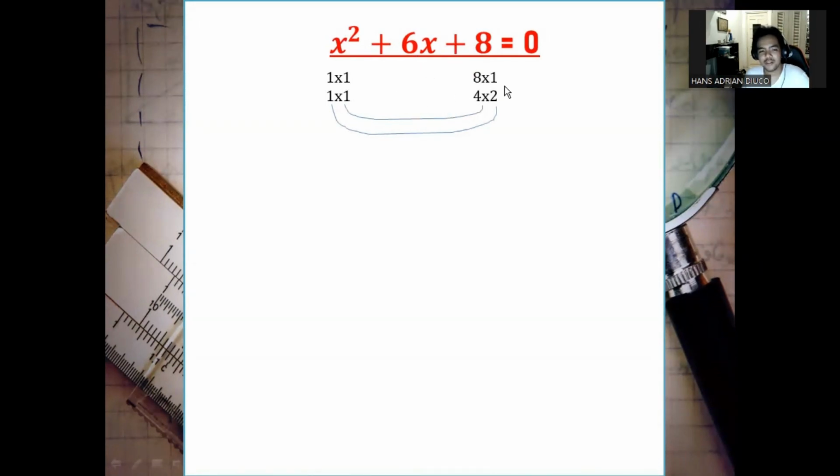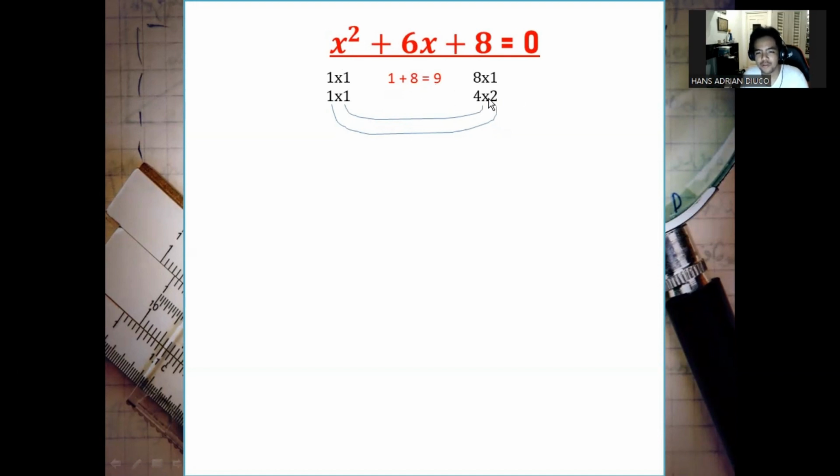So this is how we do it. For example, you have this line right here: multiply these two, added by whatever product you have by multiplying these two. So for example, 1 times 1, which is 1, plus 1 times 8, which is 8, equals 9. Is this equal to B? What's B again? 6. Is it equal to B? No, it's not. So we don't use this one.